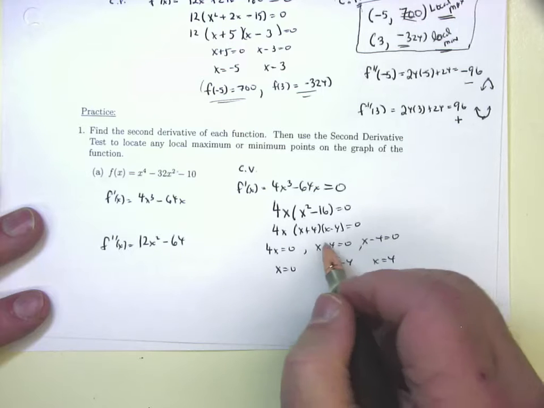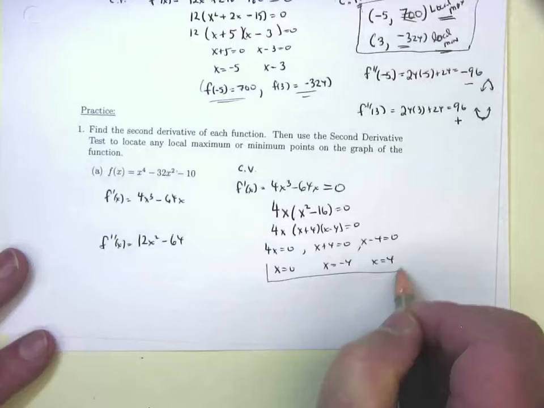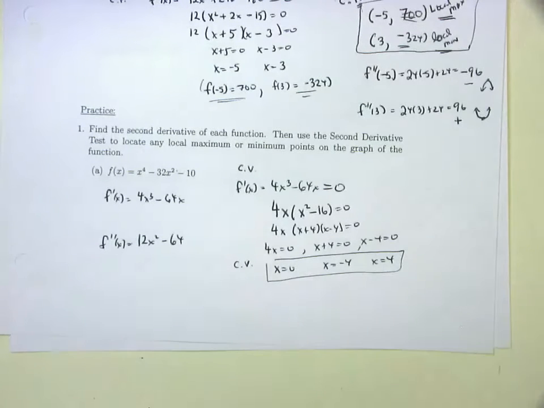Divide by 4, subtract 4, and then add 4. So these are my critical values. Does that make sense?